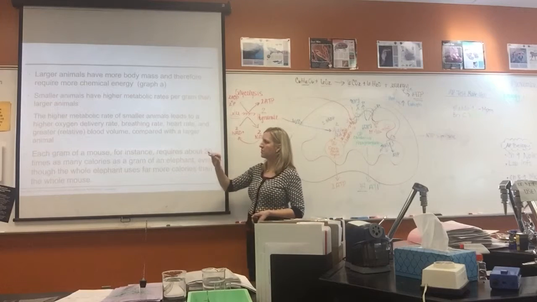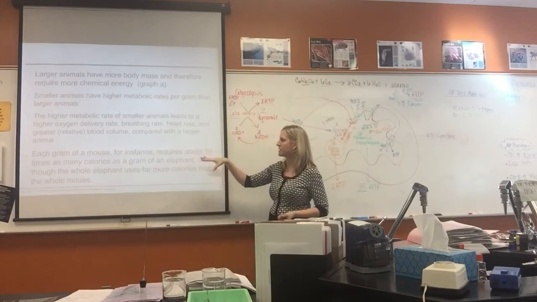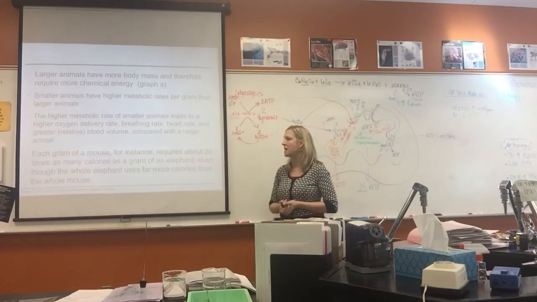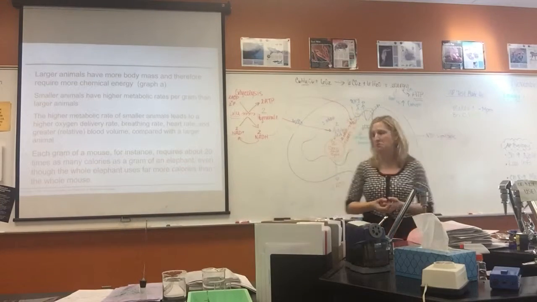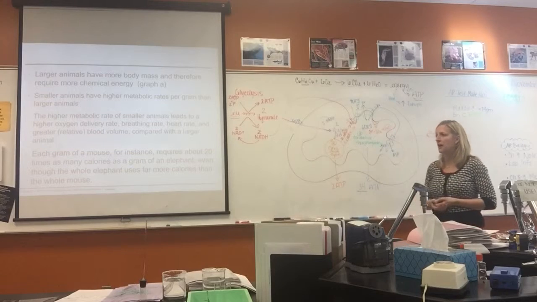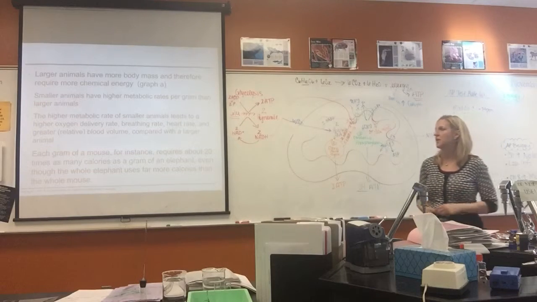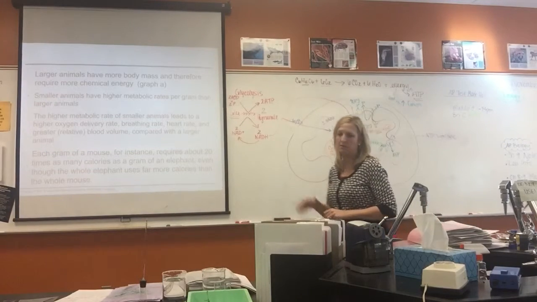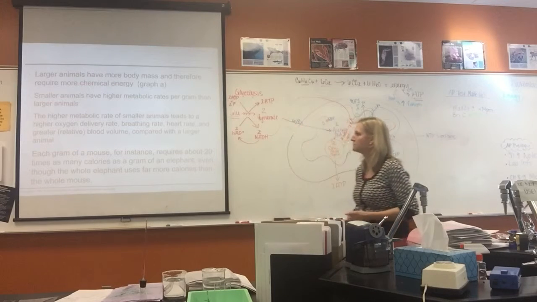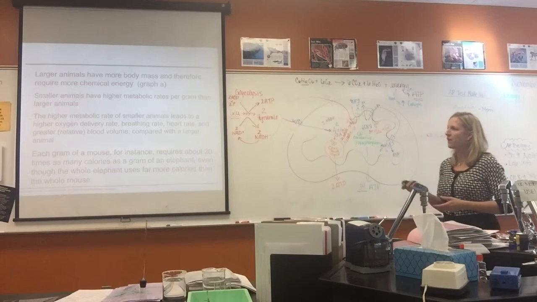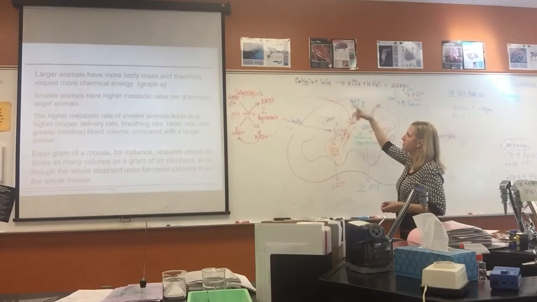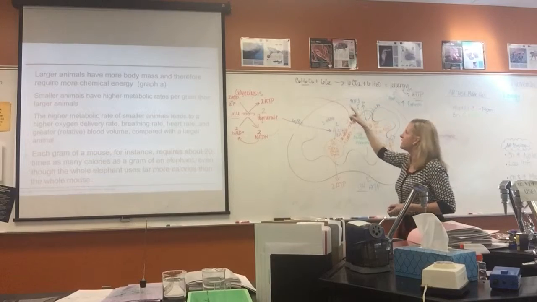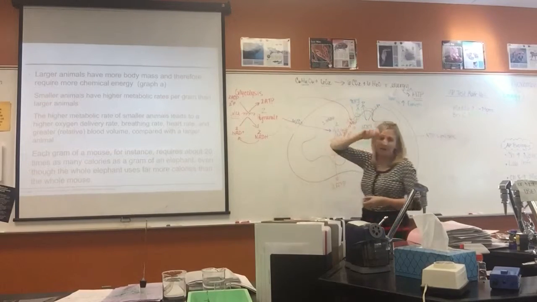So to give you an example, each gram of a mouse, for instance, requires about 20 times as much energy as a gram of elephant tissue, even though the whole elephant itself uses far more calories than the whole mouse. Gram per gram. And so if smaller animals do cellular respiration at a higher rate, and do this faster per time period, then they need oxygen at a higher rate.